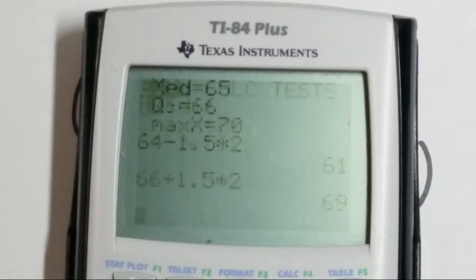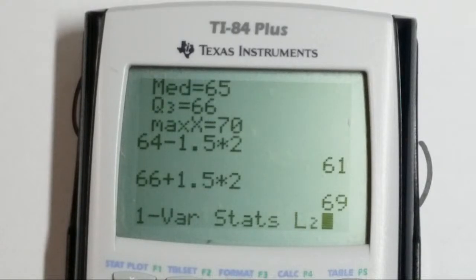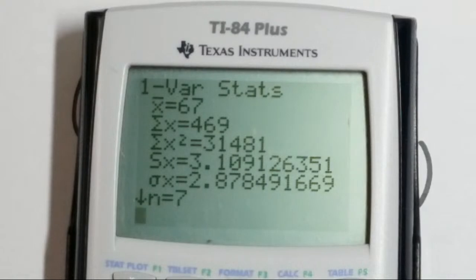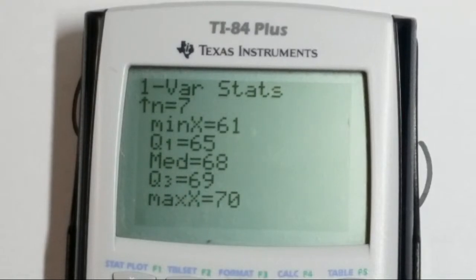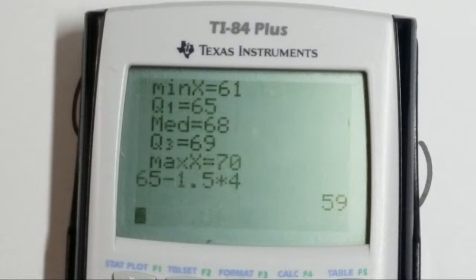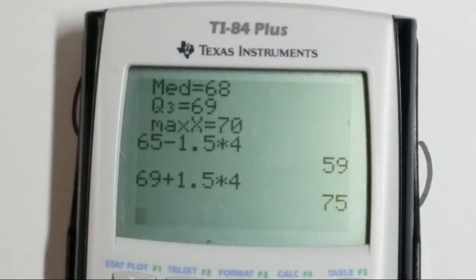Let's do the other one. 1-var stat, L2. Okay, it looks like the interquartile range is 4, 69 minus 65. So I could do 65 minus 1.5 times 4, and 69 plus 1.5 times 4. Anything outside that range is considered an outlier. Nothing is considered an outlier.